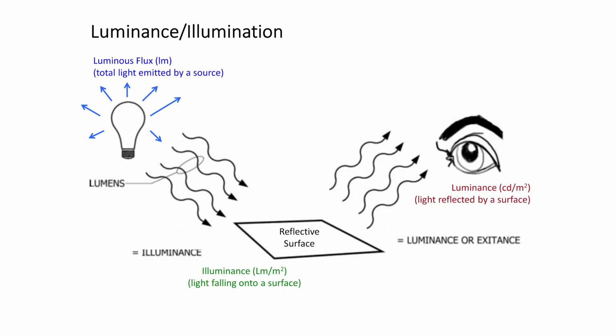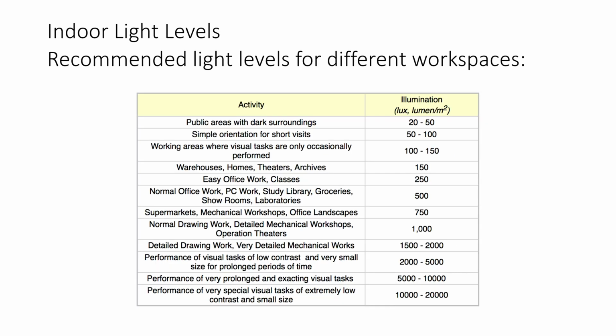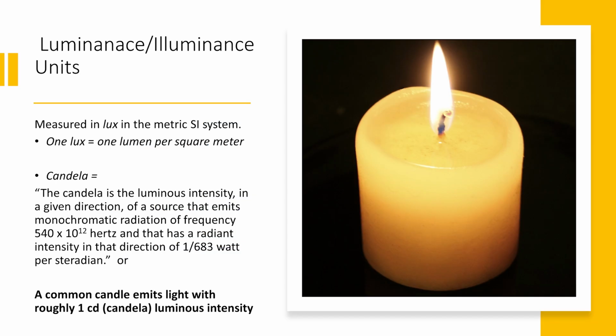Luminous flux, which is measured in lumens, refers to the total light emitted by a source. Illuminance is the light falling onto a surface, measured in lux, which is lumens per square meter. And luminance, not to be confused with illuminance. Luminance is the light reflected by a surface, measured in candela per square meter.